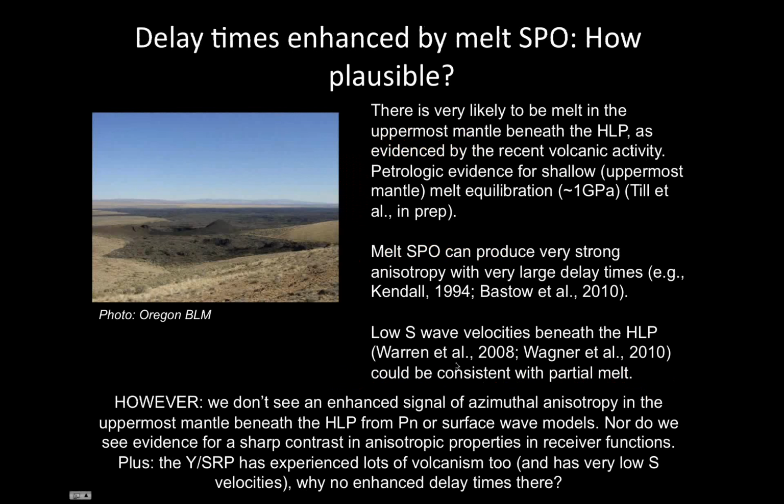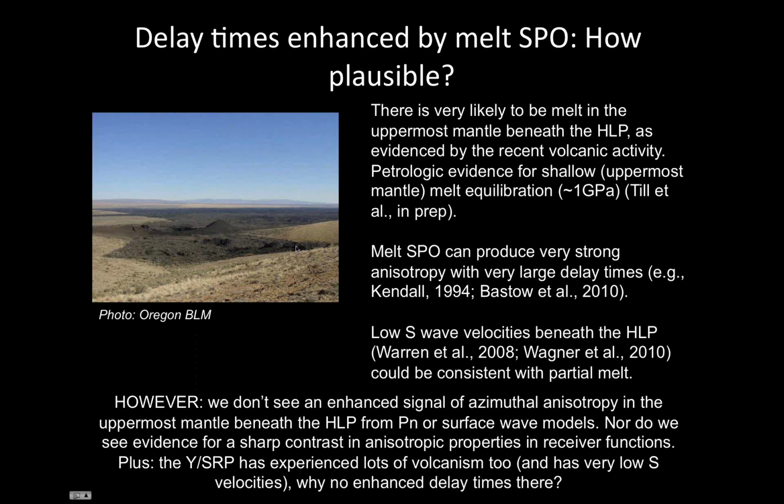So first, let's think about melt SPO. So this is, if there's a small amount of partial melt in the upper mantle that's aligned by the flow field, it can give you a shape-preferred orientation effect. So how plausible is this as a possible mechanism? Well, in a way, it's very plausible. I mean, we know that there has been very recent volcanic activity. This is a picture from the Oregon BLM website of Coffee Pot Crater, which is in the Jordan Craters volcanic field. This is a basalt flow that may be as young as about 1,000 years old, so it's basically contemporary.